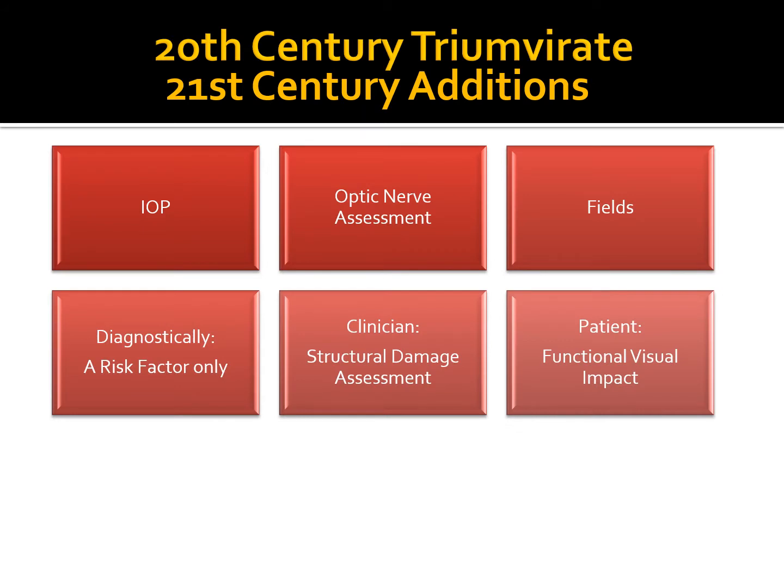So in the 20th century, we had our three. We had IOP, we had our optic nerve assessment, usually with an ophthalmoscope, and we had some sort of field test, and earlier on very rudimentary, I would say. So the IOP is a risk factor. The optic nerve assessment is important from a clinician's point of view because we're looking at the structural damage done. Fields are really important from a patient's point of view actually because it's the functional impact.